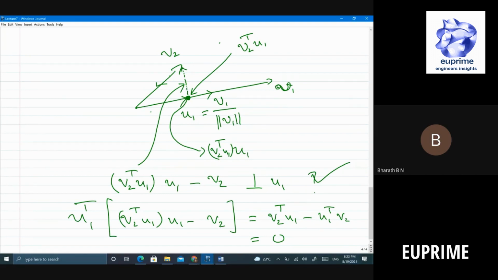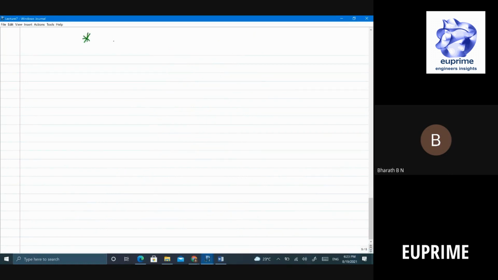Is that done? I got an orthogonal basis now. It's orthogonal, but is it orthonormal? No. What do I do? Divide it by the norm. So all that I have to do is, if I call this U2 dash, then U2 dash divided by norm of U2 dash is U2. This gives me the normalized vector. So U1 and U2 will give me orthonormal vectors. So what is this process called?